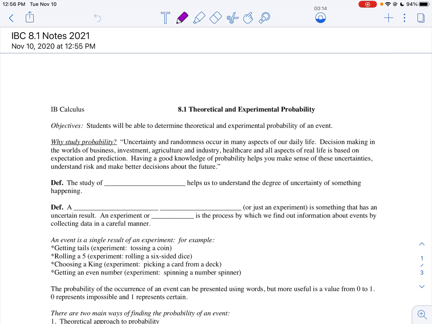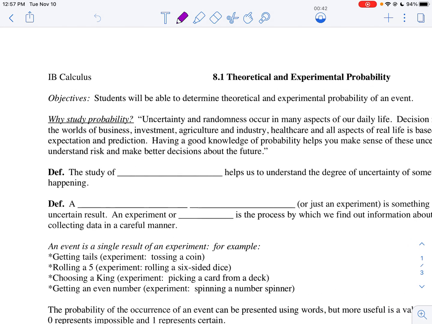So why study probability? Well, here's a quote from our textbook. Uncertainty and randomness occur in many aspects of our daily life. Decision-making in the worlds of business, investment, agriculture, and industry, healthcare, and all aspects of real life is based on expectation and prediction. Having a good knowledge of probability helps you make sense of these uncertainties, understand risk, and make better decisions about the future. So the study of probability helps us to understand the degree of uncertainty of something happening.